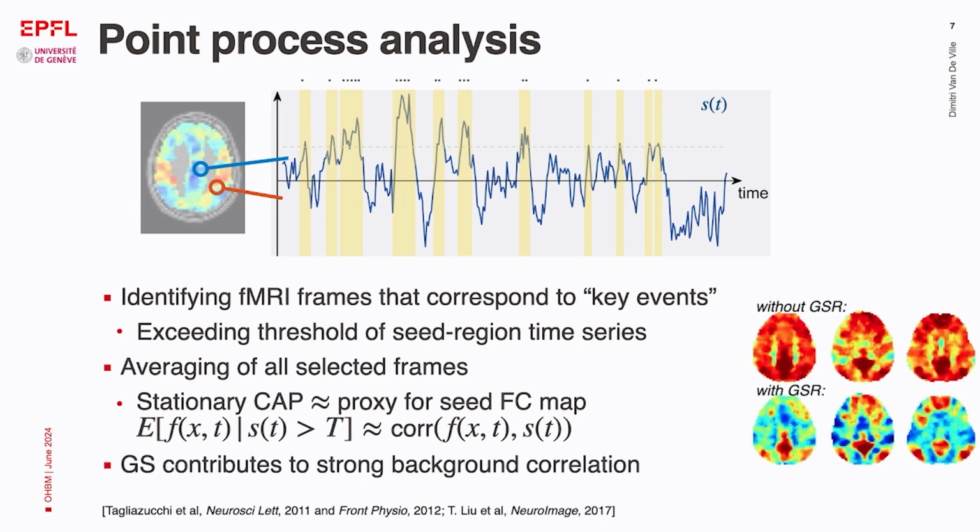Now, if you look at how, for instance, the PCC stationary CAP suffers from global signal regression or not, well, as already shown previously, you do see there is a major impact. And no surprise, I mean, you also have this in the seed functional connectivity map itself.